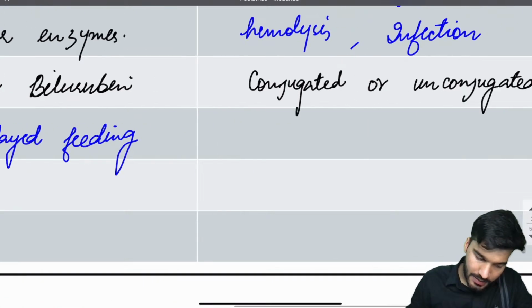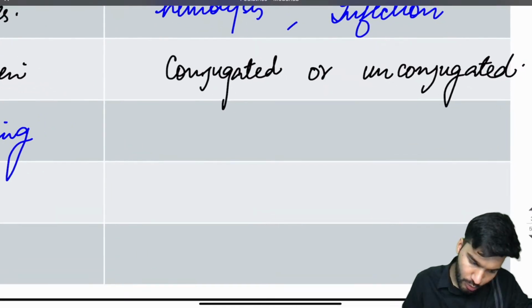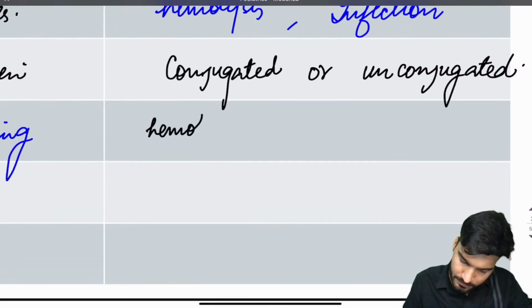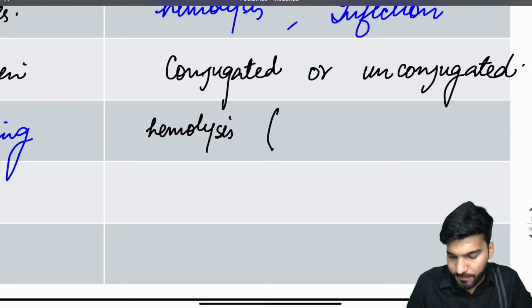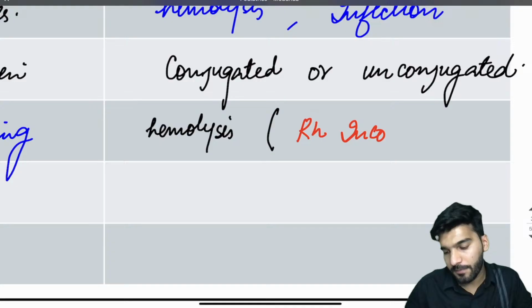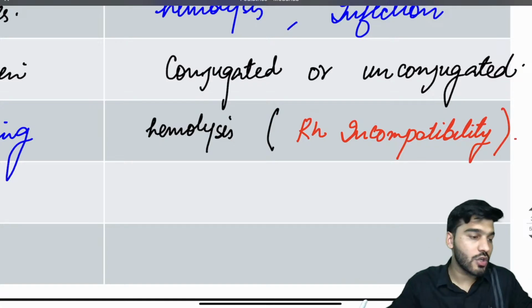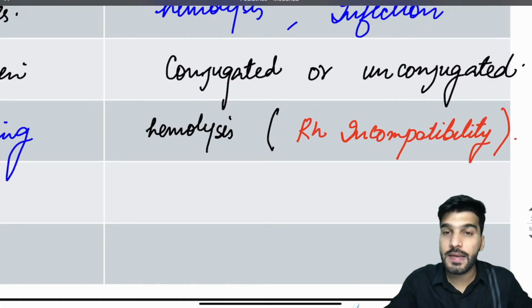Okay, and here it is usually hemolysis in view of RH incompatibility. We have discussed in obstetrics and gynecology about RH incompatibility, when there is an antibody against the red cell which results in the hemolysis.